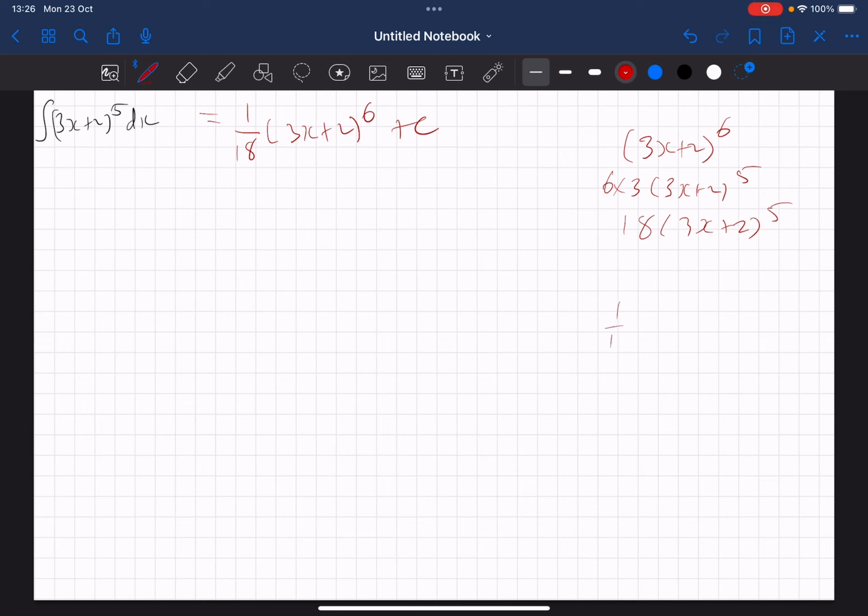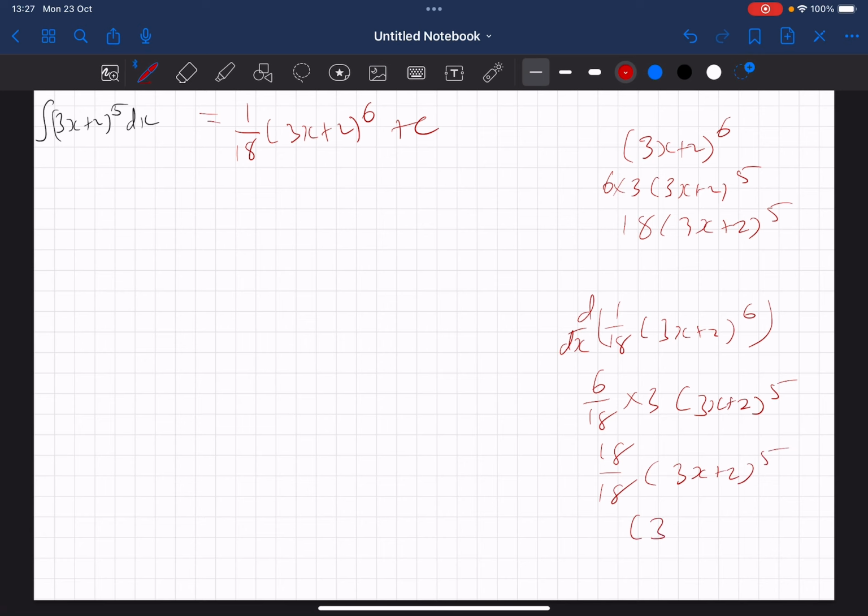And I will just show you, if you do indeed want to go ahead and differentiate that with respect to x, we can do that very quickly. That's 6 over 18 times 3, also 3x plus 2 to the 5, and of course this is 18 over 18, also 3x plus 2 to the 5, which is 1 lot of 3x plus 2 to the 5, which is precisely what I started off with in my integral in my question. So just to show you that method does actually work. Okay, this is in effect the reverse of the chain rule, but we call it a standard result in an Excel.